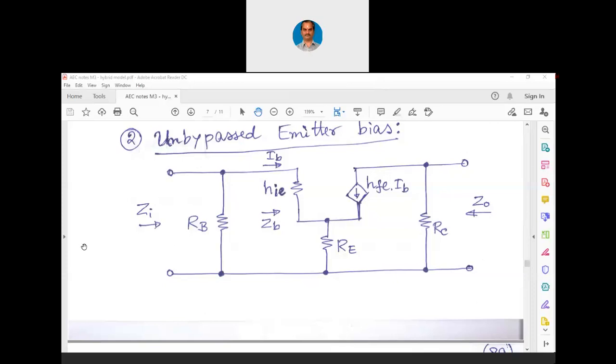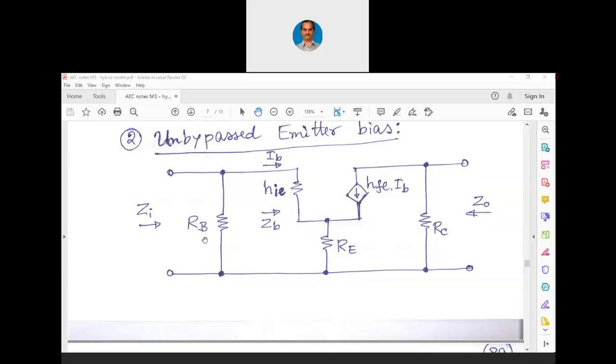So today let us see one more circuit called unbypassed emitter bias. In fact, this particular circuit was not discussed in our DC analysis because we were focusing more on amplifiers there. Still, in the book Boylestad, he discusses this particular circuitry for the sake of analytical interest.